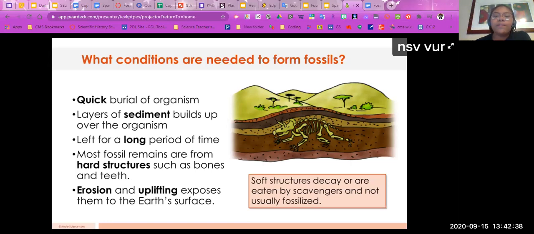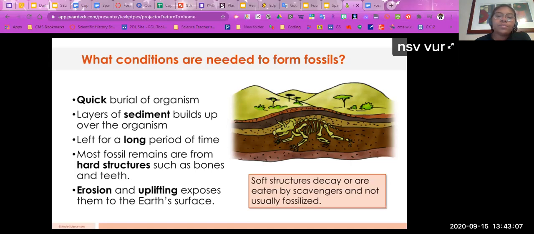You also have the fact that it has to be left alone for a long period of time. It takes some time for these fossils to actually fossilize. The bones have to be there in the environment for a long time to actually turn into some of these different types of fossils. It's not like your pet goldfish that was buried out back and now we dug it up a few weeks later and it's a fossil. That's not how that works.